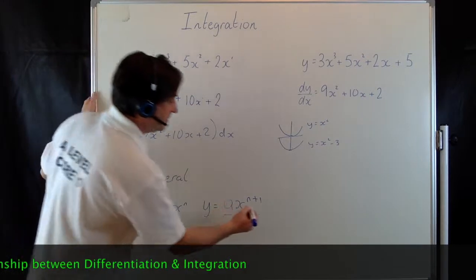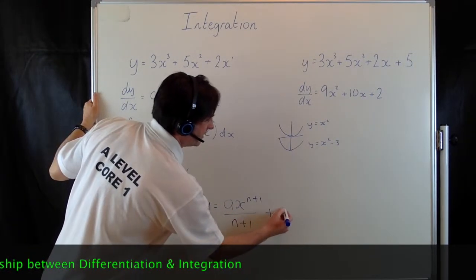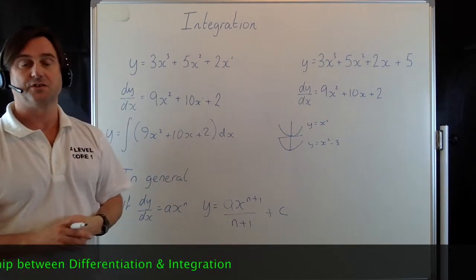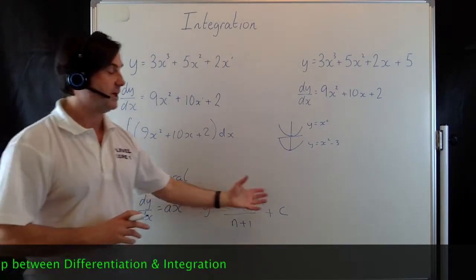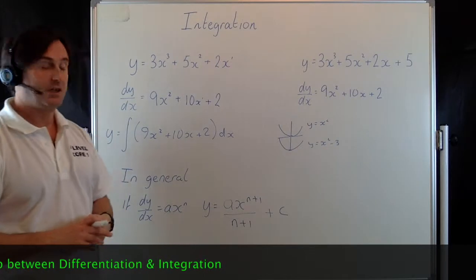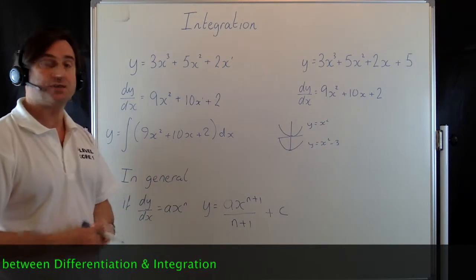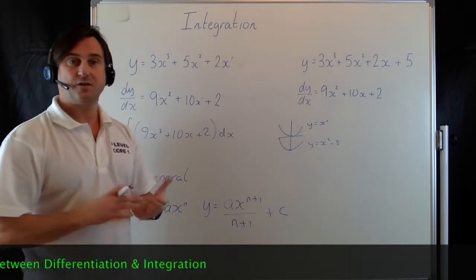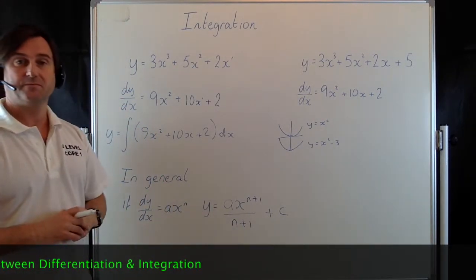So what we do is we write plus c. C is known as the constant of integration. We're not going to be able to know what it is at this stage, but it has to be there to show us that there could possibly have been a number on the end of that equation.